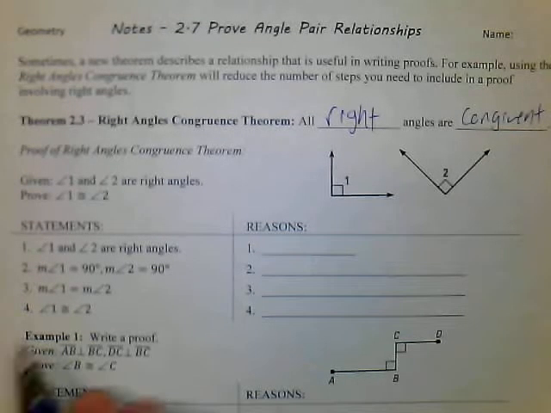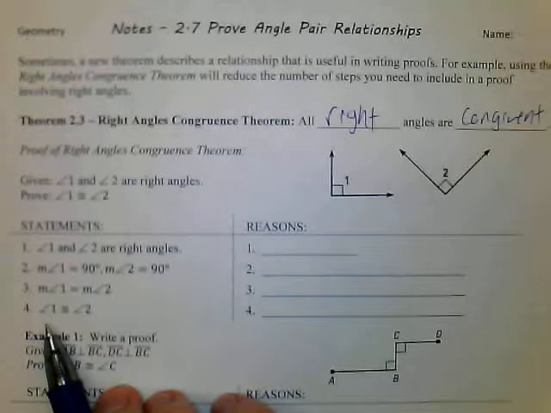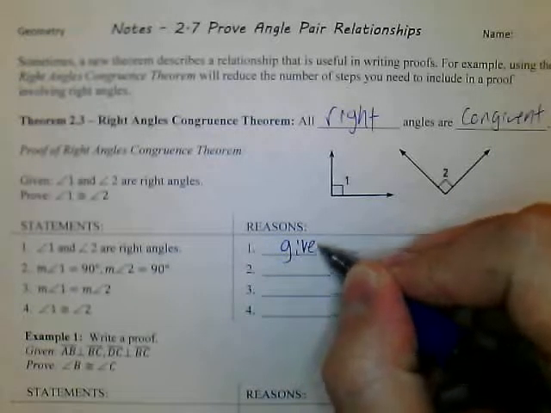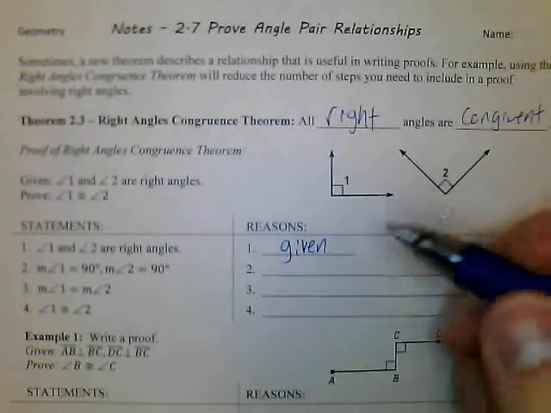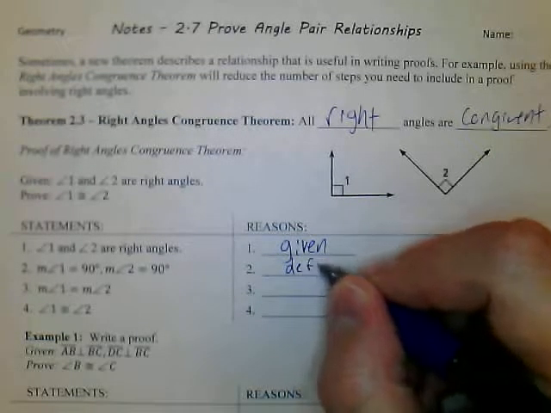And then the last part, once we know that the measures of the angles themselves are equal to each other, then we know that the angles must be equal to each other. So the objects must be the same if their measures are the same. So again, the reason for the first one is that we were given that this is true. Then for part 2, we know that the measures have to be equal to 90. That's just by the definition of right angles.